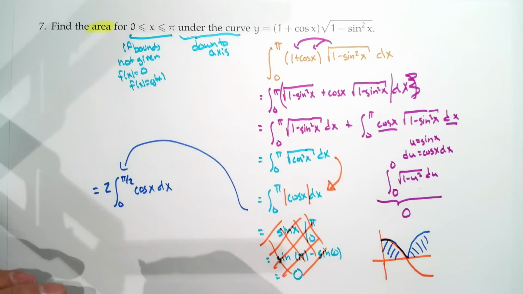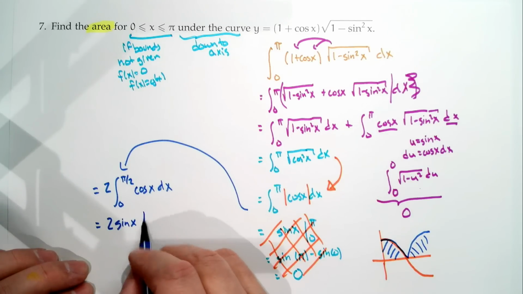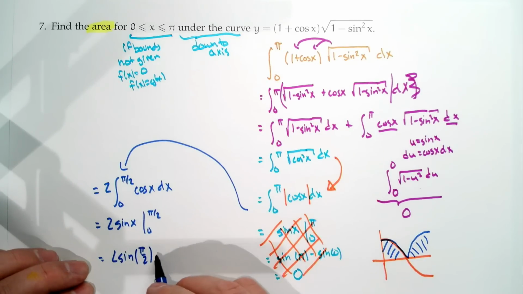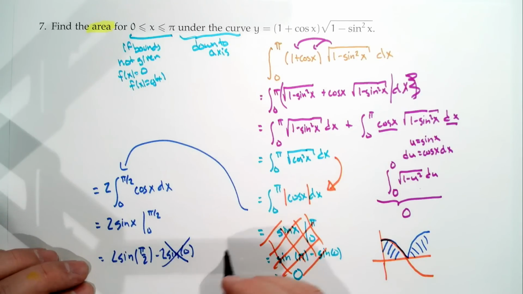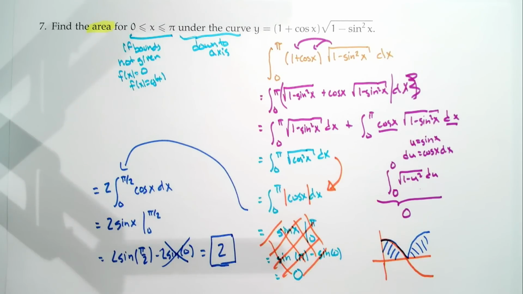Well, you put negatives in front. So this is 2 sine of x from 0 to pi halves. And now when you plug this in, you get 2 sine of pi halves minus 2 sine of 0. Sine of 0 is 0. Sine of pi halves is 1, giving us the final answer of 2. And no circles were harmed in the solution to this problem.